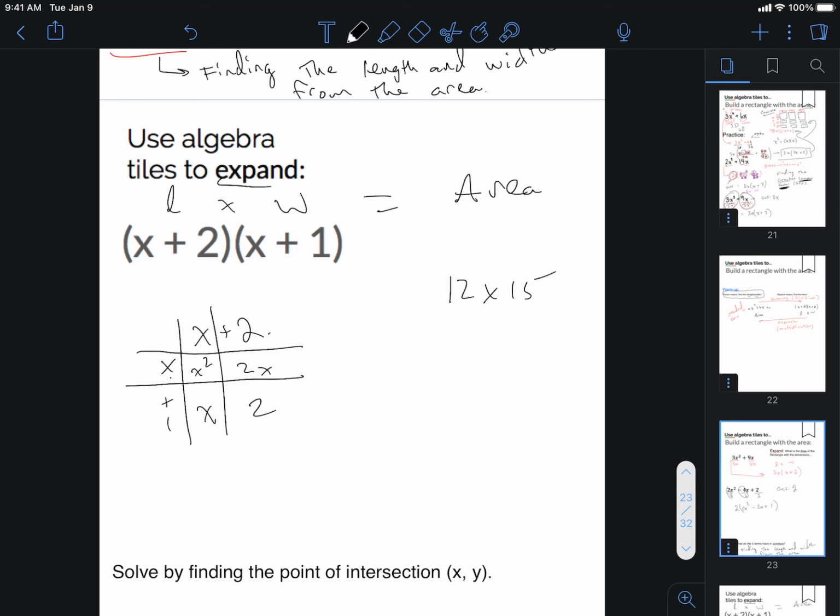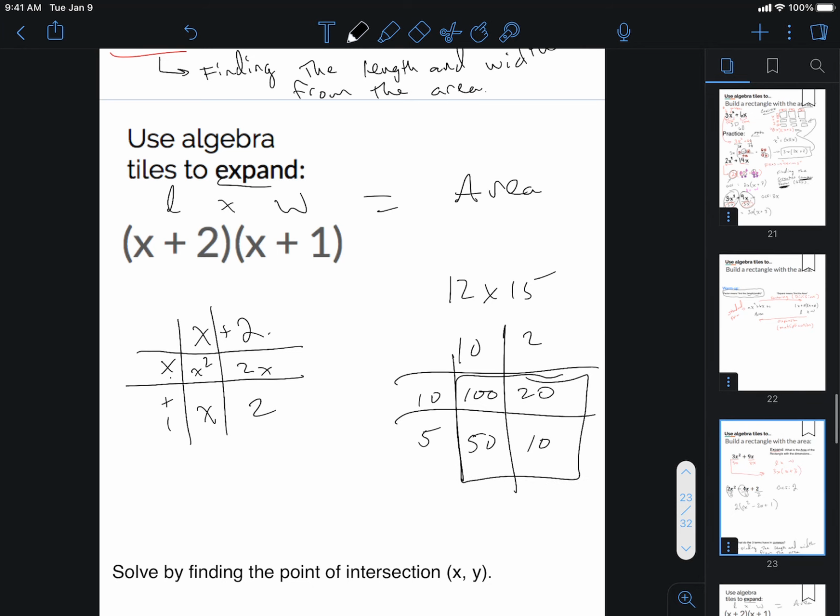Okay? And then, what did we do when we did this? Here, I'll just do this one for fun. 10 and 2, 10 and 5. We fill in the middle. That's 100. That's 20. That's 50. And this is 10. You remember we just added this all up. We got 120 plus 50 plus 10. Here, I'll do this with all 4 pieces so we don't lose anybody. 100 plus 20 plus 50 plus 10. 0, 2, 7, 8, 180.